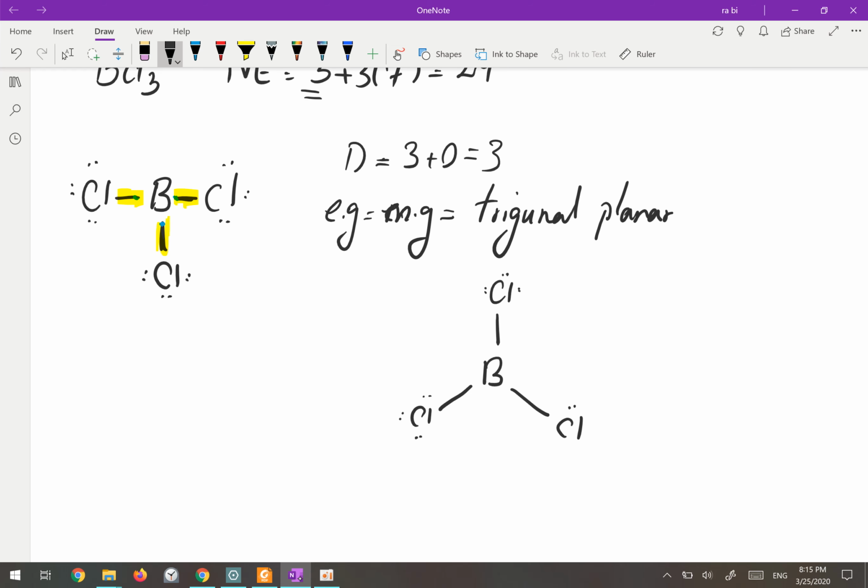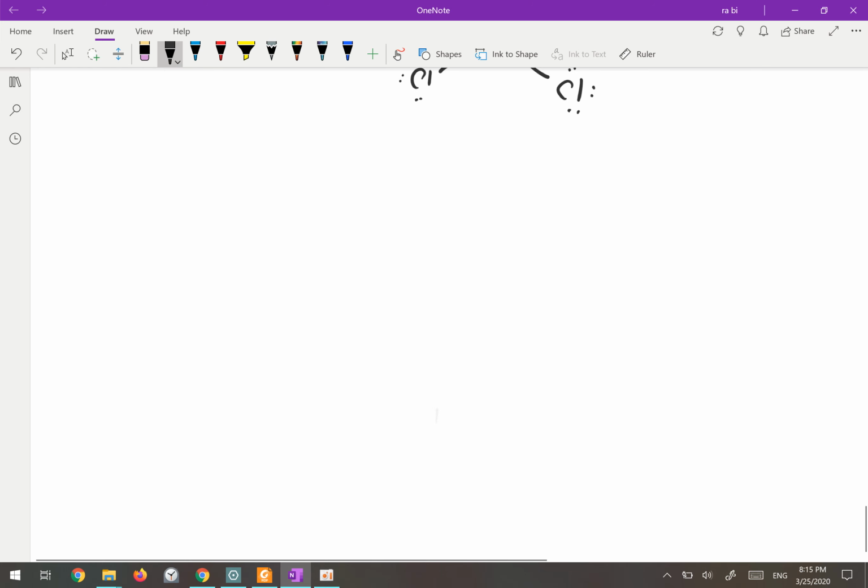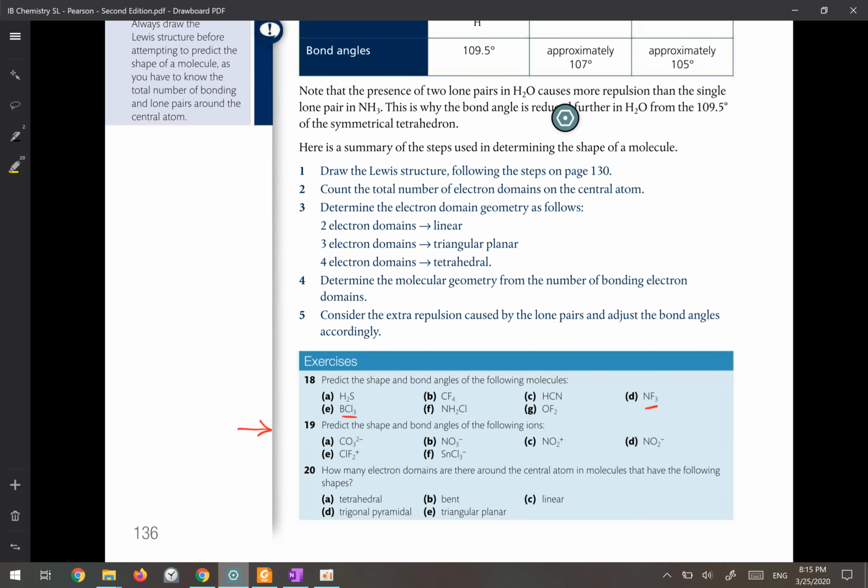So the molecule is planar, so all of these bonds are on the screen, and the angle between them is 120 degrees. Let's go to the next molecule. The next molecule is NH2Cl and then OF2.